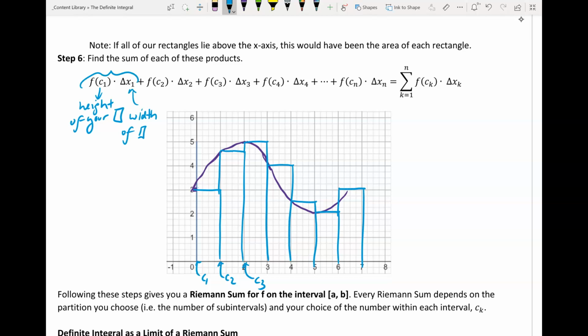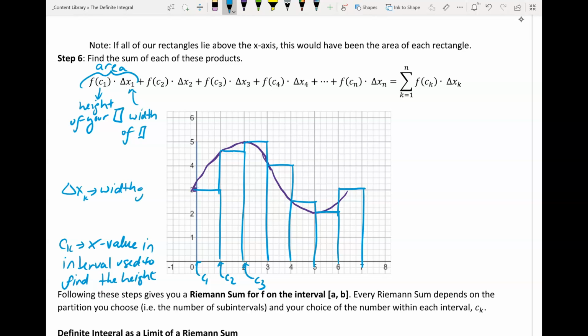And all of this is going to be the area. So more specifically, looking back at these C values, the C_k, where k is 1, 2, 3, 4, and so on, is your x value in the interval. And we use this to find the height. It should be f of C_k. And then this delta x_k is the width of the interval.